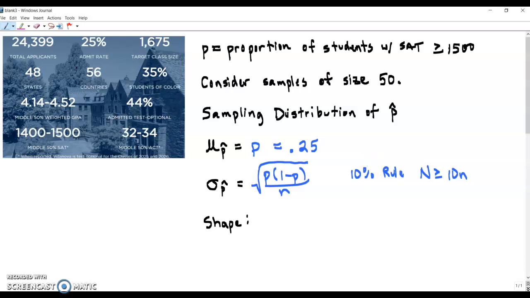Okay, so we know the center, we know the spread, and we know that we're allowed to use this standard deviation formula. The shape, well, the shape is normal as long as we satisfy certain conditions. We need NP to be at least 10, and we need N times 1 minus P to be at least 10. So our sample size is 50. The probability of getting an individual with a 1500 or higher is 0.25. That shouldn't be 500, that should be 50. I'm sorry about that.